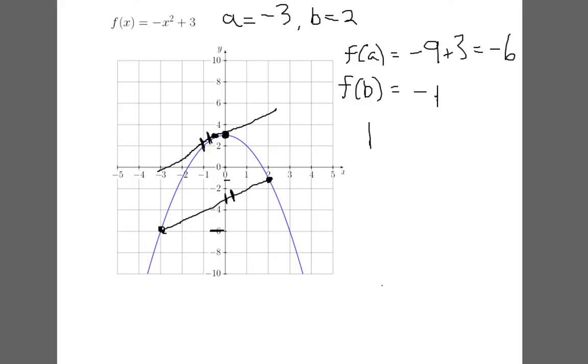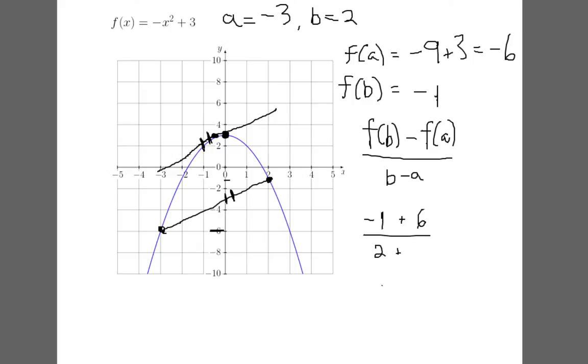So that should be f of b minus f of a over b minus a. So that would be -1 minus -6, so that would be +6, over b minus a. So that'd be 2 minus -3, so that'd be 2 plus 3. So actually that's pretty straightforward, it's 1. So the slope of this secant line from A to B is exactly 1. That's interesting. All right, now we'll go ahead and try and figure out where that point C is.